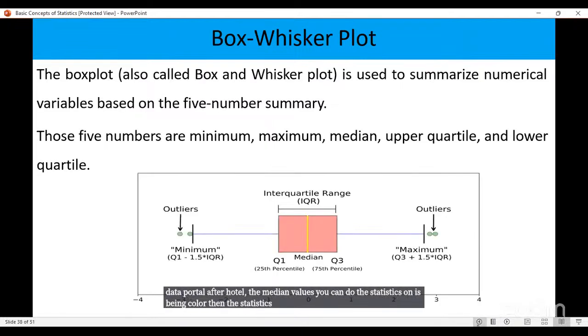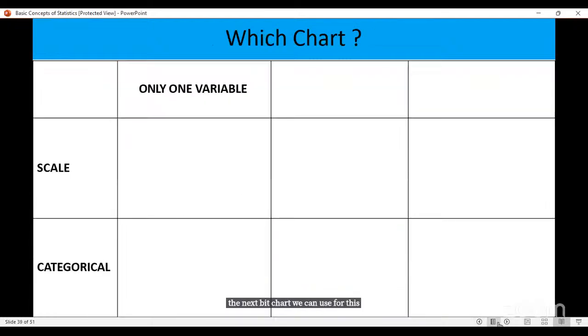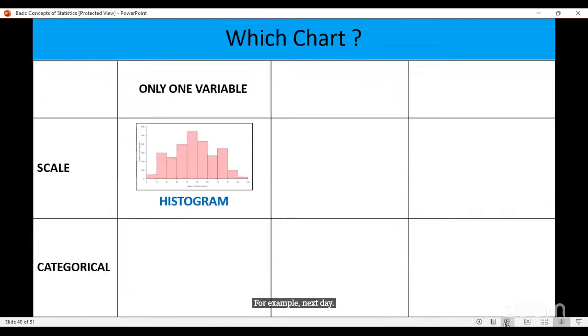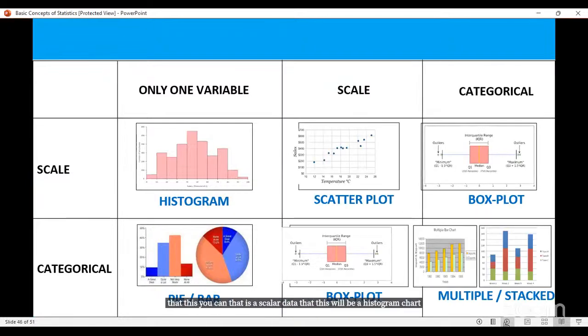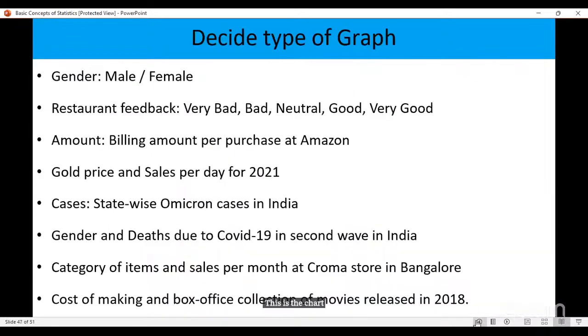So which chart can we use for which data? For example, if you have only one variable that is scalar data, it will be a histogram. If it is a categorical variable, only one variable, you can do a bar chart. If you have two scalar variables, you can go with a scatter plot. One scalar and one categorical is a box plot. If both are categorical, you can go with a multiple or stacked chart. So this is the chart we can generate based on the variable values.